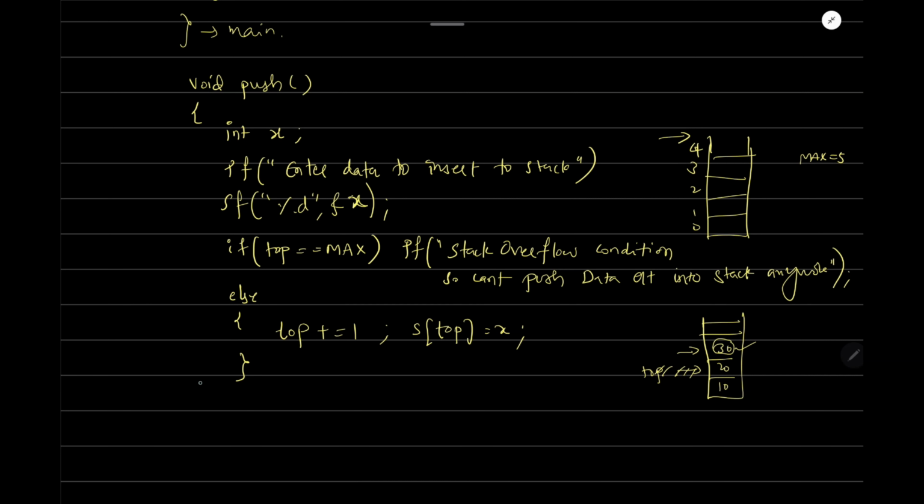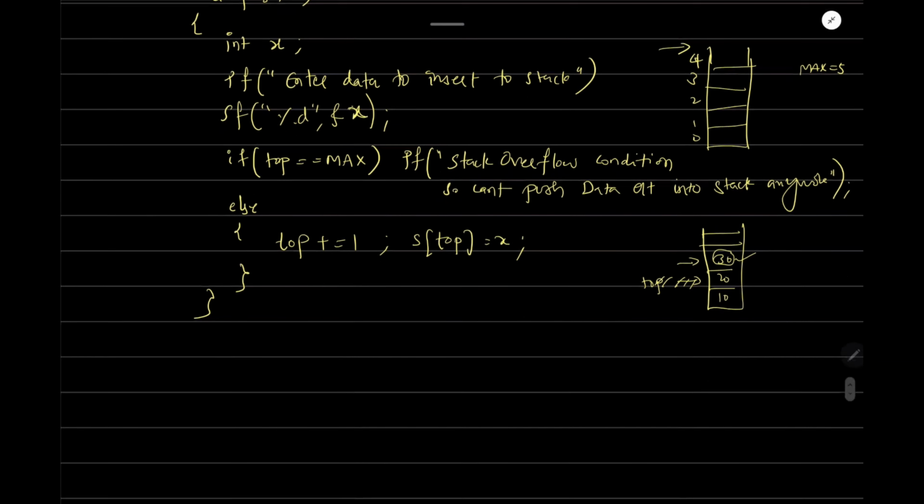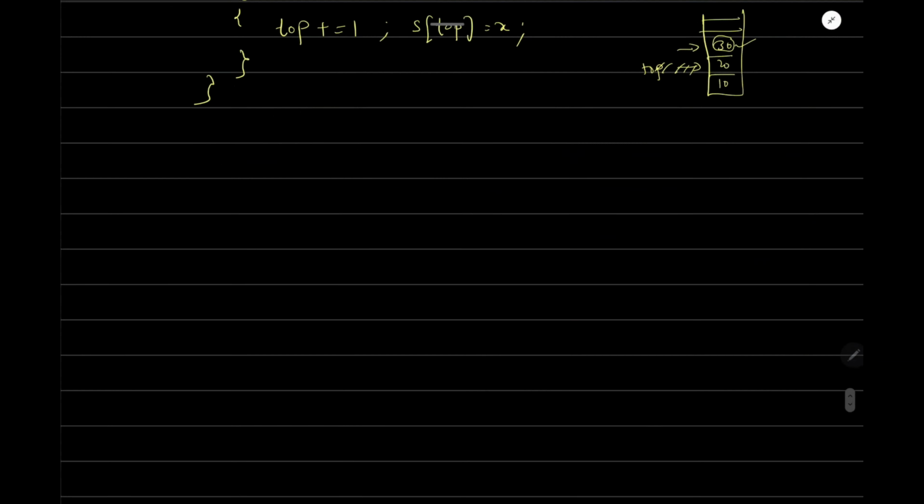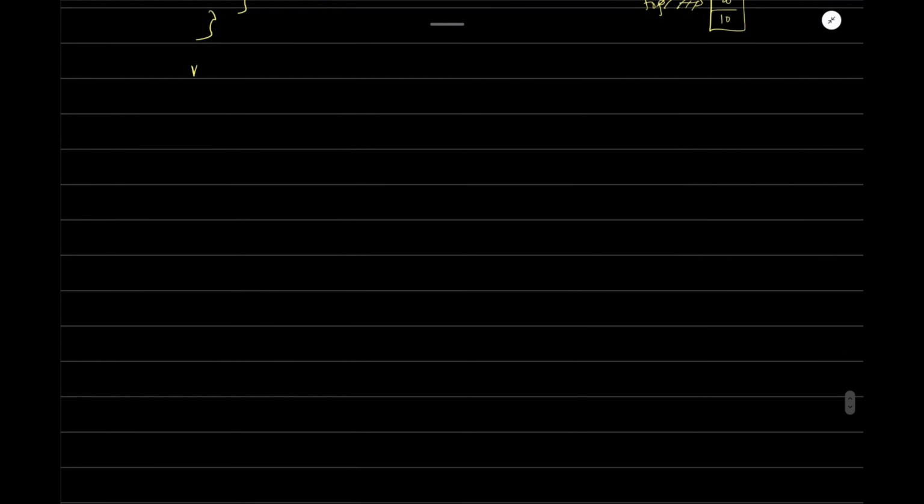So this is the push operation, and now we will be trying with pop. So void pop. Pop means deleting, push means inserting. Firstly we need to check one condition. For deletion there should be some elements to delete. If there are no elements present, then it is an underflow condition. So first we need to check that condition.